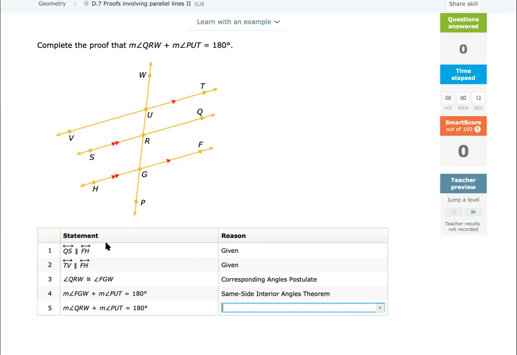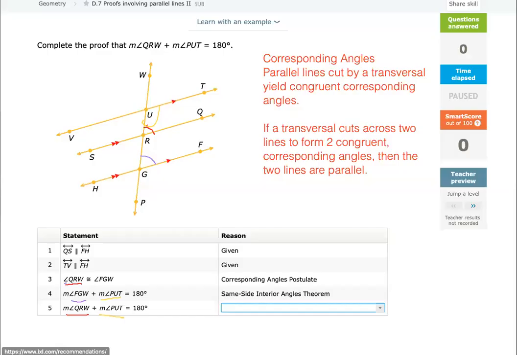All right, so they give us the lines that are parallel, QS and FH, and then they also have TV, the top one, and FH, the bottom one. Right there. Those are the given. According to the corresponding angles postulate for statement 3, QRW is congruent with FGW. All right, give you a few things here.